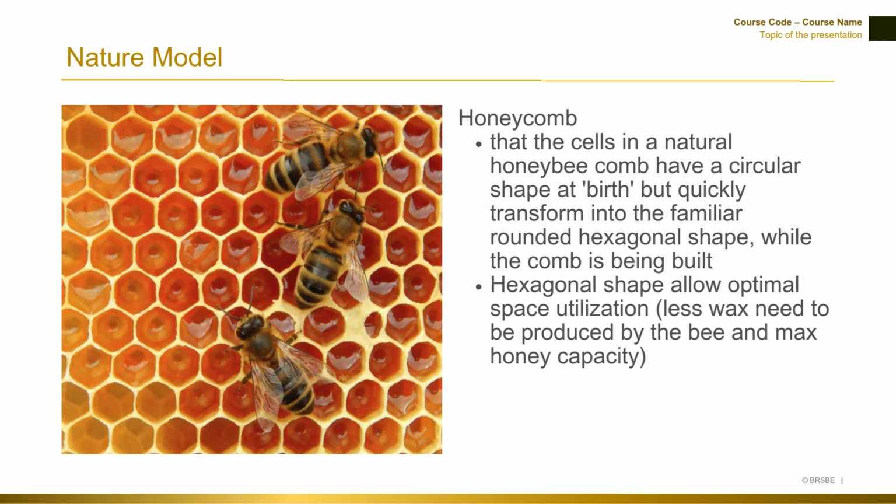Let's take a moment to reflect on the honeycomb structure, a perfect example of efficiency in nature. The cells of a honeybee comb start as circular shapes but naturally transform into hexagons as the comb is built. Why? Hexagons allow optimal space utilization, requiring less wax and maximizing honey storage capacity. This transformation is not random. It is a predictable outcome driven by the bee's instinctive understanding of space and efficiency.